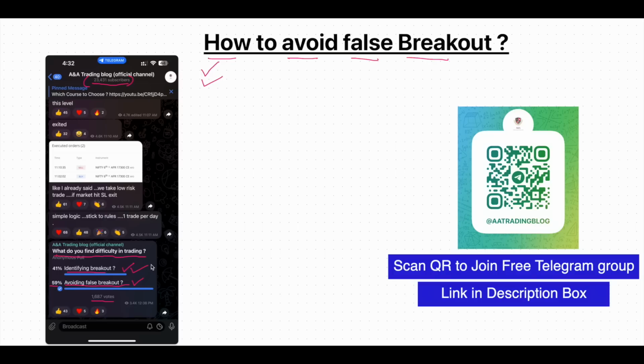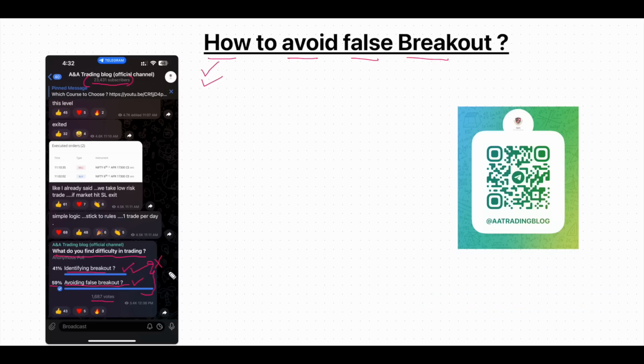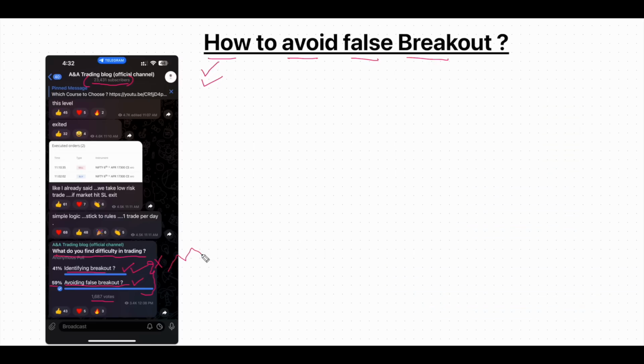Now the goal of this particular video is to solve both of these problems. I'm sure by the end of this video, you will never have this question again. Today we are going to discuss how to identify a breakout and enter at the right time. At the same time, you will understand how we can avoid false breakout. Both of these things will be discussed in today's video.